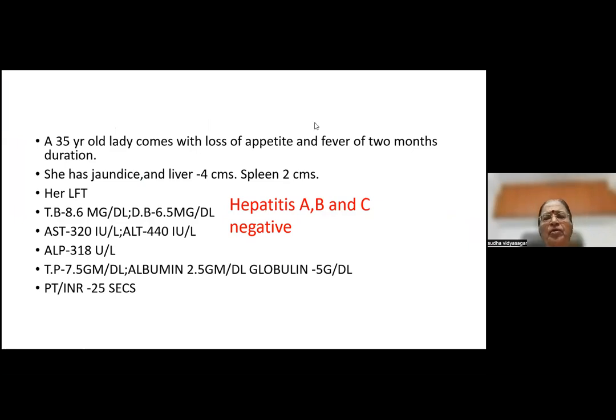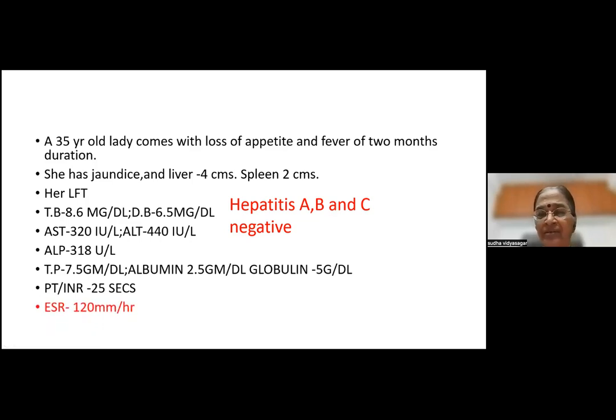Okay. A 35-year-old lady comes with loss of appetite and fever of 2 months duration. Read it again. A 35-year-old lady comes with loss of appetite and fever of 2 months duration. Jaundice is there, liver is enlarged, spleen is enlarged. That's the LFT. And hepatitis A, B, C are negative. Now, what is that? Somebody is asking, is it AIH? Are you meaning autoimmune hepatitis? I'll give you one small clue.